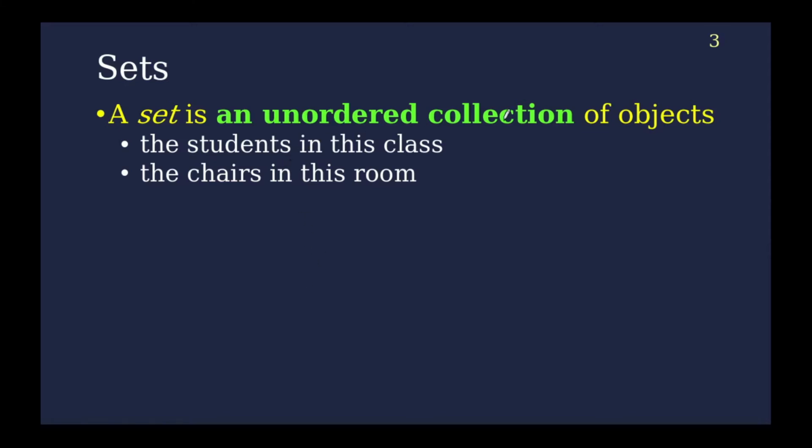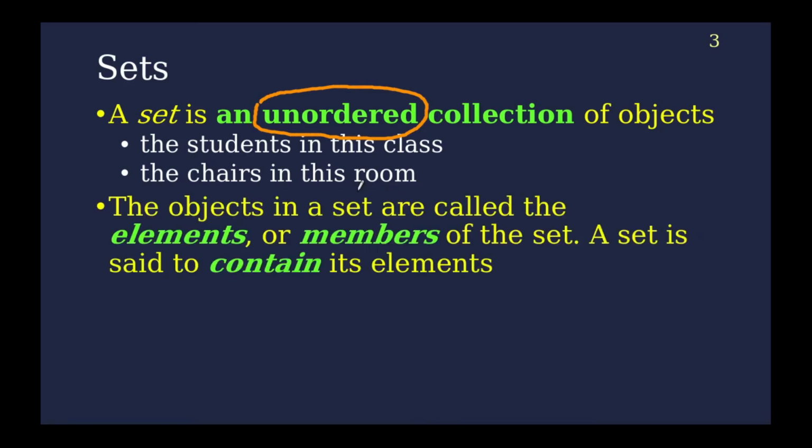A set is an unordered collection of objects. The word unordered is important here. For example, the students in this class: irrespective of their roll numbers, names, or marks, whatever the collection of students is, in any order, it will be called a set. Another example is the chairs in the classroom. Okay, so let us take an example.